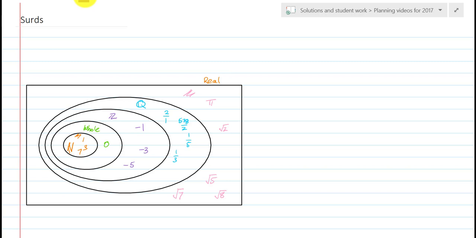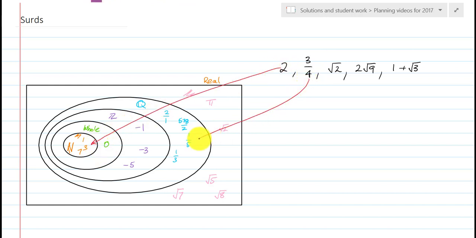So let's have a look at a quick example. Let's imagine we had these numbers: 2, 3 over 4, root 2, 2 root 9, which means 2 times root 9, and 1 plus root 3. I've put in here some common representations of surds, and you'll notice here that 2 is not a surd, 3 over 4 is not a surd. So 2 is a natural number. 3 over 4 is a rational number, but not an integer.